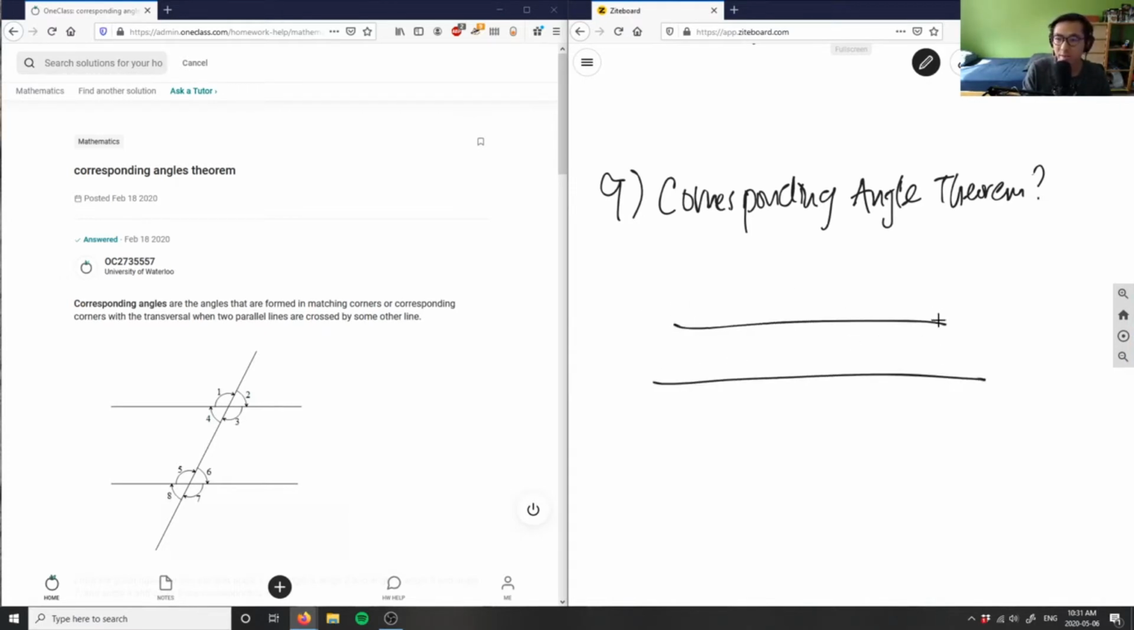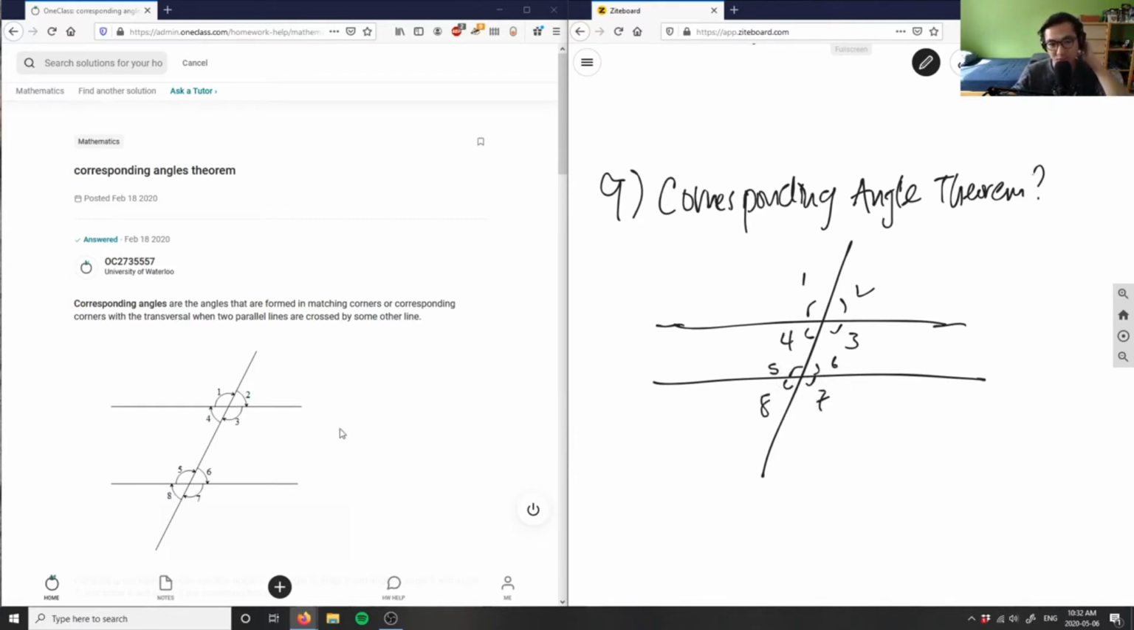So if I have two parallel lines, which means they have the same slopes and they never intersect, and I have one line that intersects both of these lines, I'm going to create angles, right? This here is angle A, or angle 1 in the image here. Angle 1, this is angle 2, angle 3, angle 4. This here would be angle 5, angle 6, angle 7, angle 8, right?